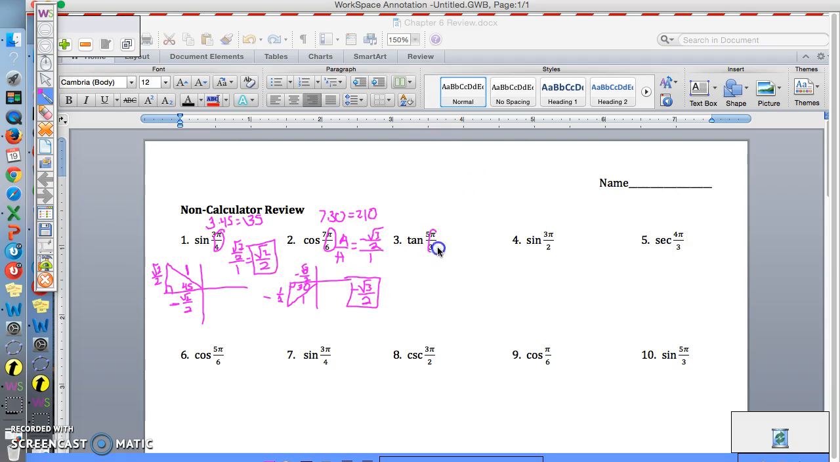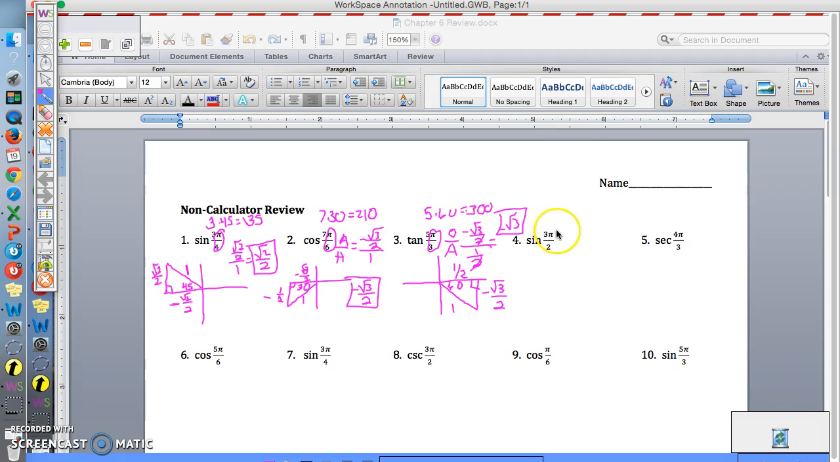Tangent of 5 pi over 3. Let's see. 180 over 3 is 60, so 5 times 60 is 300. So we can draw that triangle out here. And let's see, our reference angle is 60. So opposite 60 is negative square root of 3 over 2. And this would be positive 1/2. So O over A, negative square root of 3 over 2 over 1/2. So the 2s cancel, so we have negative square root of 3.